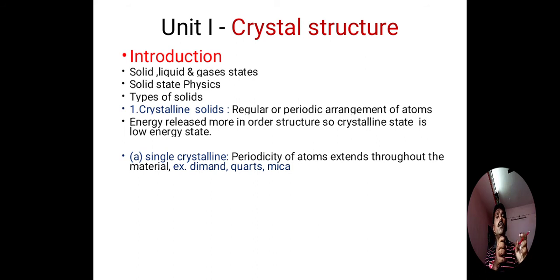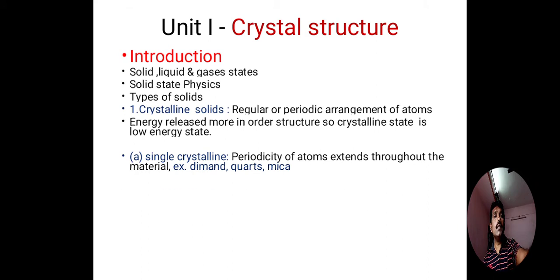Whatever small part you take of that material, you will find the same periodicity or arrangement of the atoms. Whatever part you take from that solid, you will find the similarity or uniformity in the periodicity as far as the atoms are concerned. Such materials or solids are single crystalline solids. Diamond, quartz crystal and mica are simple examples of these single crystalline solids.